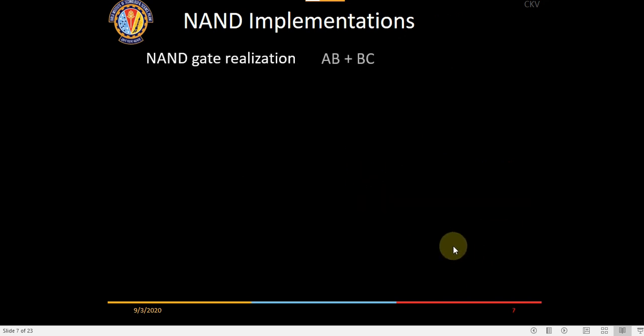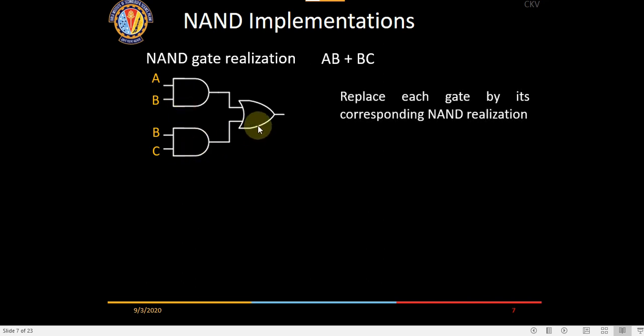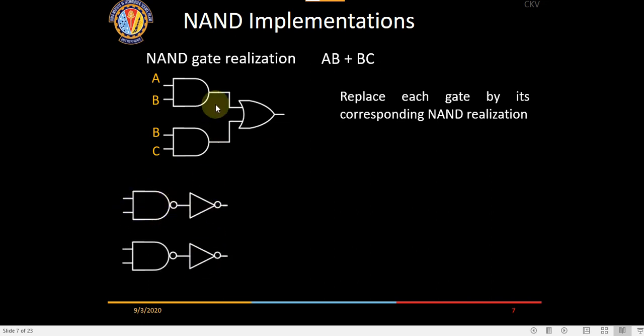Okay, now you have a NAND gate. Suppose you have a function AB plus BC. You have to implement this using only NAND. So the first thing you do is make it with AND gates and an OR gate. If you have this configuration, replace each of its gates by NAND realization. So this AND, you make a NAND gate and an inverter. This is again a NAND gate and an inverter.